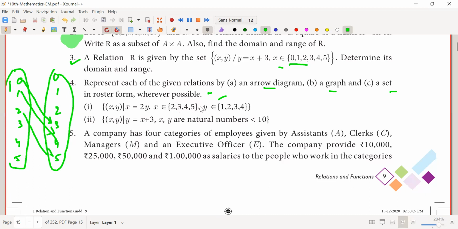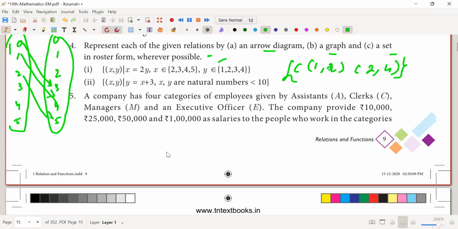What is the domain? What is the codomain? And set (1, 2) and (2, 4). This is the roster form. All right. Then the arrow diagram: 1, 2, 3, 4 and 1, 2, 3. And which one is related? 1, 2 is related. Put that point. 1, 2 and 2, 4. We'll be getting this. Then here, x and y both are natural numbers less than 10.